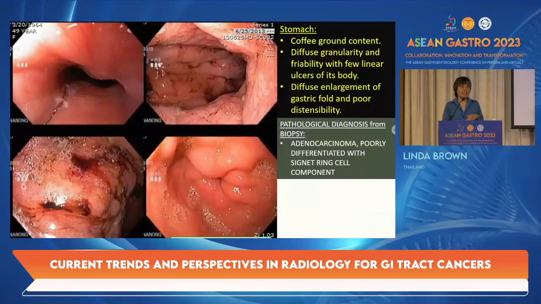Based on this finding, endoscopy was performed, showing diffuse thickened folds of the stomach rugae, and there are ulcers here and some bleeding. And a biopsy showed that this is an adenocarcinoma with signet ring cell features.